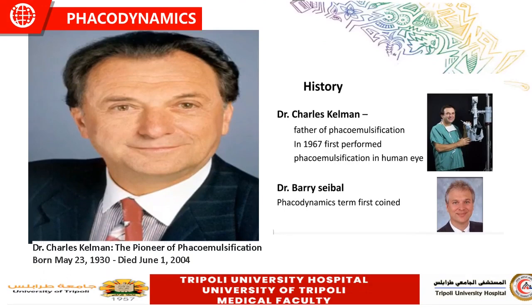When we speak about the phacoemulsification or the phacodynamics, we cannot ignore mentioning two persons. Number one, Dr. Charles Kelman, who is the pioneer of phacoemulsification, and he's the one who applied the phaco machine in human eyes in 1967. His operation extended for 3 hours, and unfortunately it ended up with aphakia and later on an anterior chamber IOL.